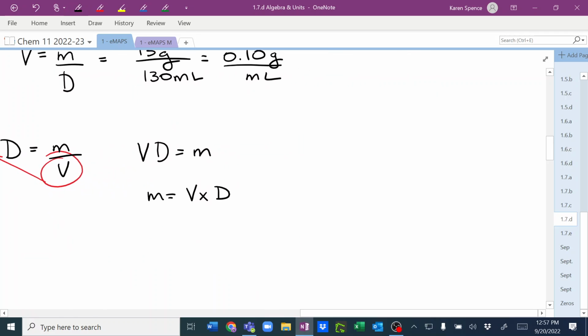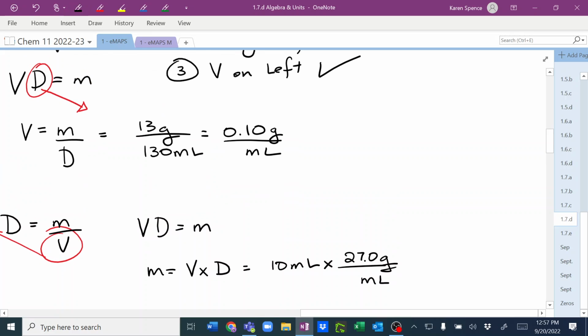And that would allow you then to say, let's say you had some numbers from a question, that would let you say, I have 10 milliliters times 27 grams per milliliter, because remember we just found out that the units of density could be grams per milliliter or kilograms per liter or any mass over any volume.